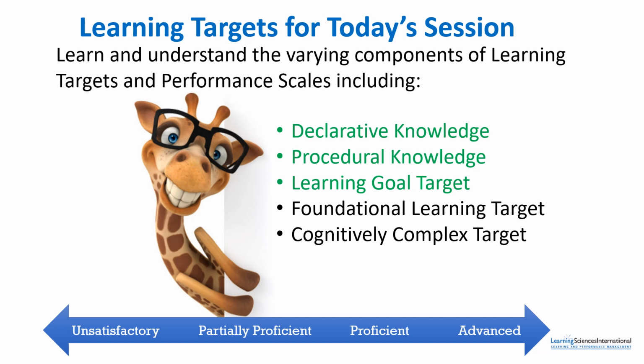Or are you at proficient? Meaning you are learning it, you are understanding it, you are at a good place with your learning. Or are you at advanced? Meaning not only have you learned the information, but you have learned the content so well that you can teach it to another person. Okay, so our learning goals, or our learning targets, shall I say, for today's session were to learn and understand the varying components of learning targets and performance skills, including declarative knowledge, procedural knowledge, and learning goal knowledge. And I do believe that we are on track to hitting our targets for today.